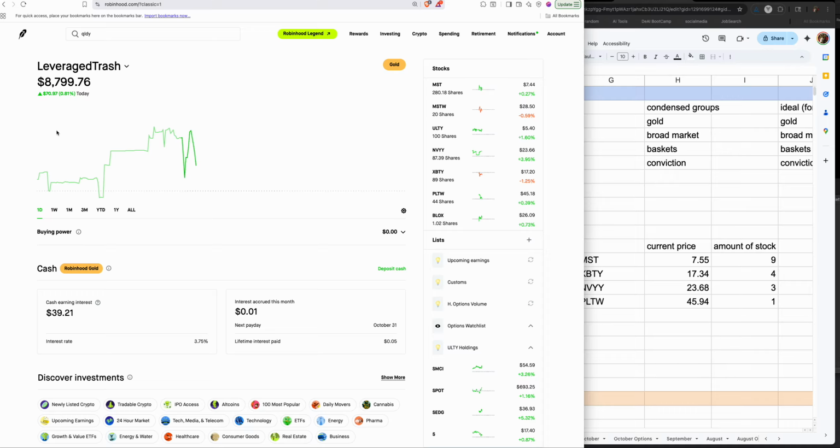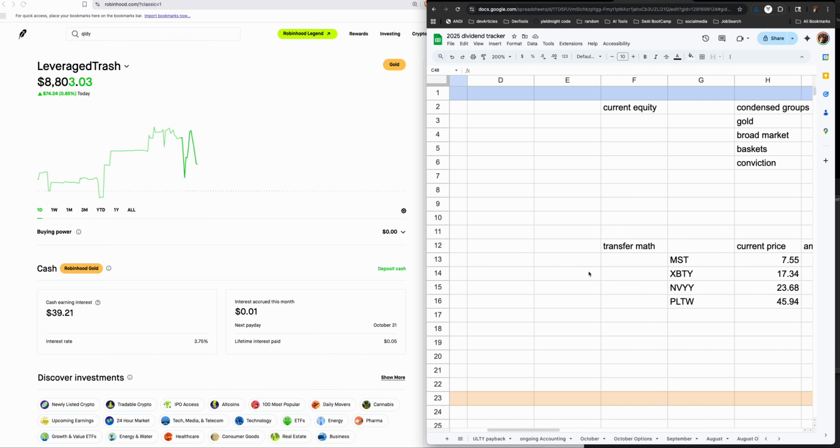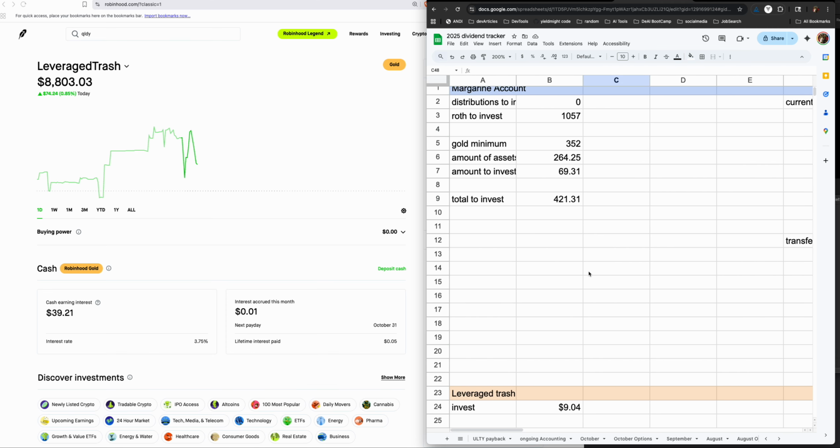So we really do need to get this to the point where I am paying for my house bills in my leverage trash account, and then my margin account can be more stable and produce less and just be a good steward of the margin that I do have out, which is quite a bit. So we have done the leverage trash. We did the transfers.